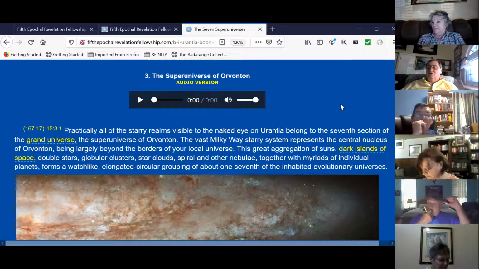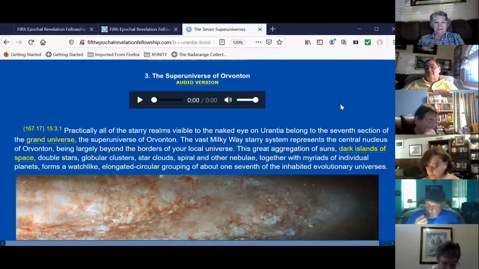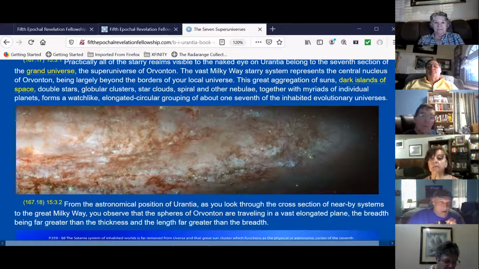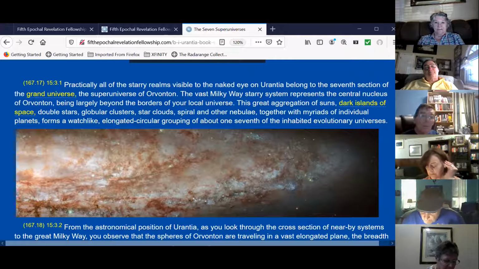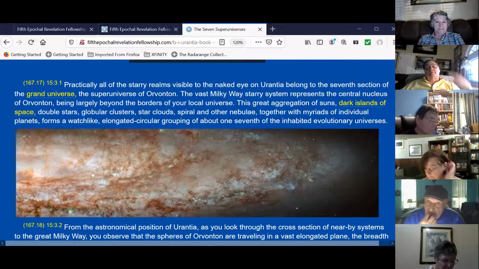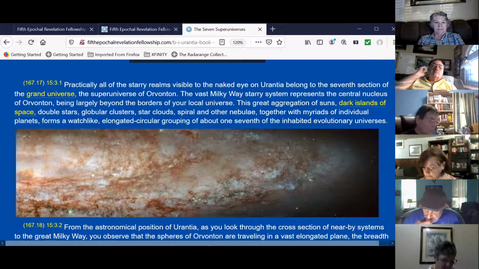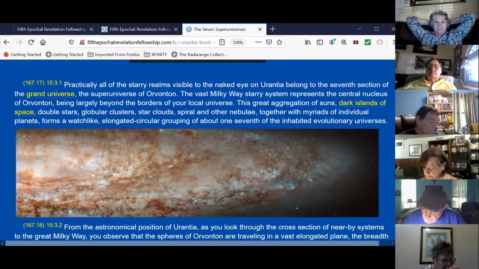Okay. Bill, would you take the next paragraph, please? Sure. The super universe of Orvanton. Practically all of the starry realms visible to the naked eye on Urantia belong to the seventh section of the grand universe, the super universe of Orvanton. The vast Milky Way starry system represents the central nucleus of Orvanton.